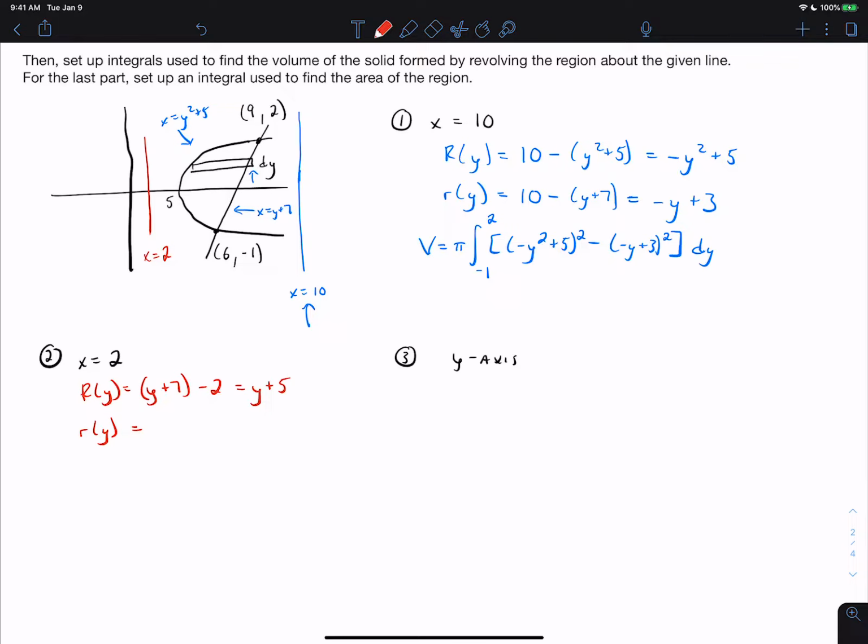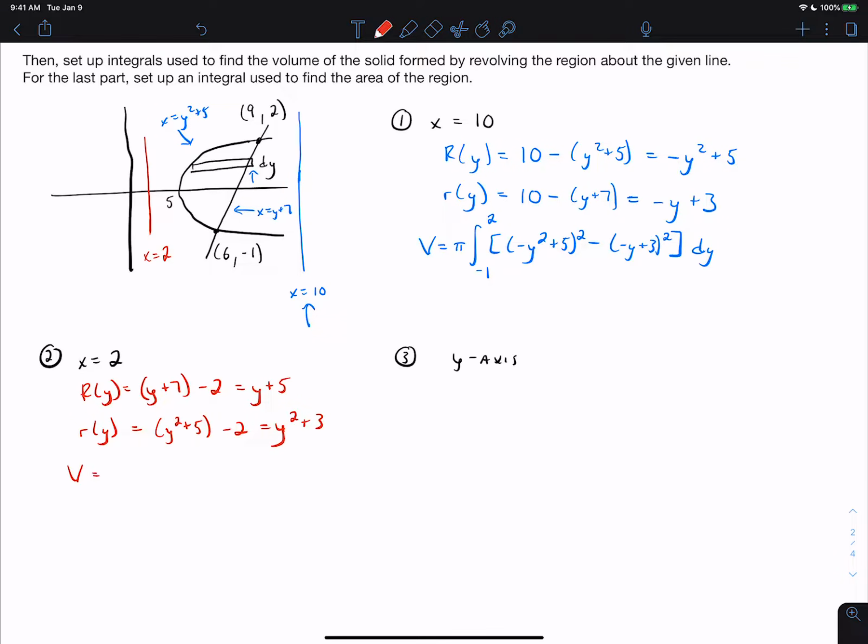Small r is the distance from the closer end of the rectangle to the line. The closer end is the left end of the rectangle. So we take the right x, that's y squared plus 5, minus the left x, that's 2. So we get y squared plus 3.